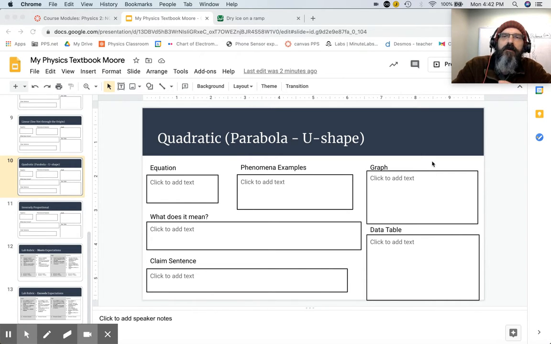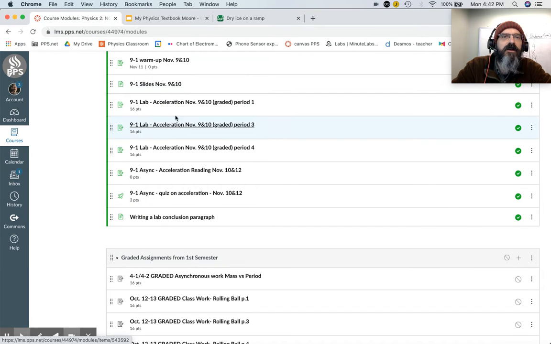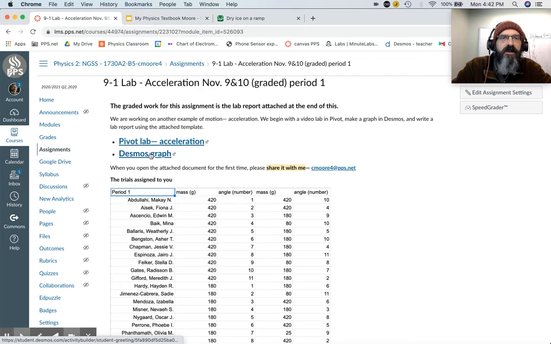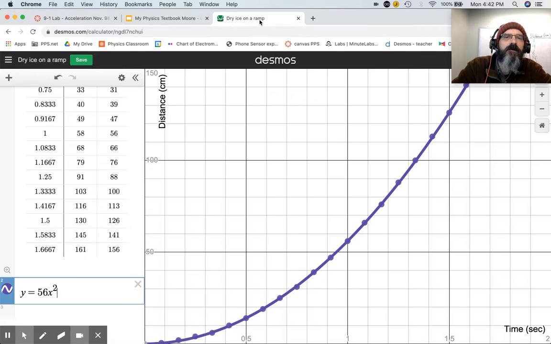First thing we're going to do is add a graph. Now this is the graph that we just made of the dry ice sliding down the ramp. If you need to find your way to the Desmos graph, one way to do it would be to go to the modules, look for the acceleration lab, and you'll see there's a link to the Desmos graph. Going there should take you to the graph. I don't have exactly that access, but here's my graph.